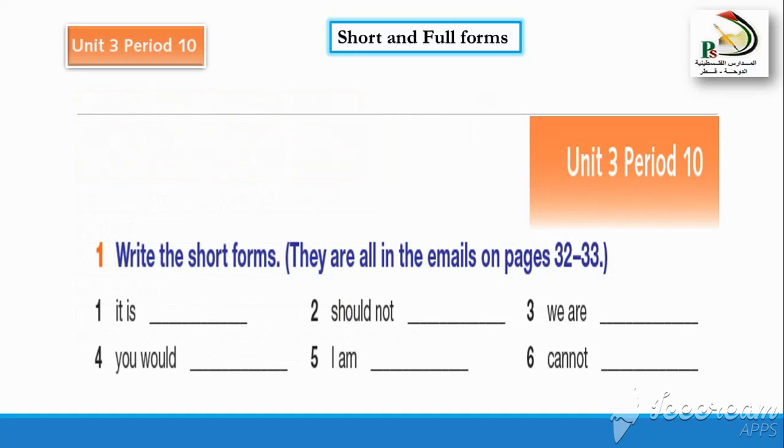Here, activity number 1, write the short forms. They are all in the emails on pages 32-33. It is, what is the short form? Should not, we are, you would, I am, cannot. You can easily write them. Just check them. It's, shouldn't, we're, you'd, I'm, can't. So very, very simple.